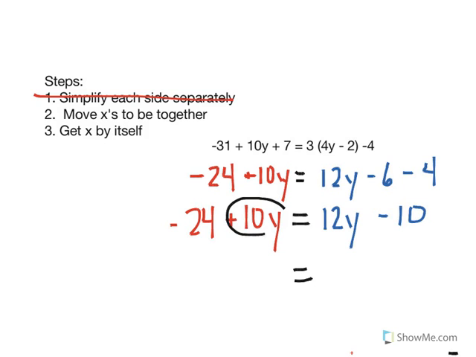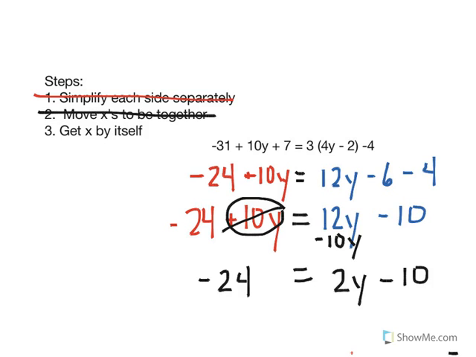It's a positive 10y here, so when I move it, it's going to become a negative 10y on the other side. What I have on the left then is just my negative 24. What I have on the right, 12y minus 10y, gives me 2y and that negative 10. Now I've moved the x's, or in this case the y's, to be together, and I'm done with step 2. Notice that y's are only on one side of the equal sign now.